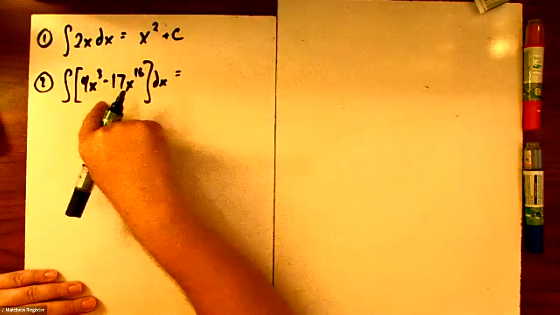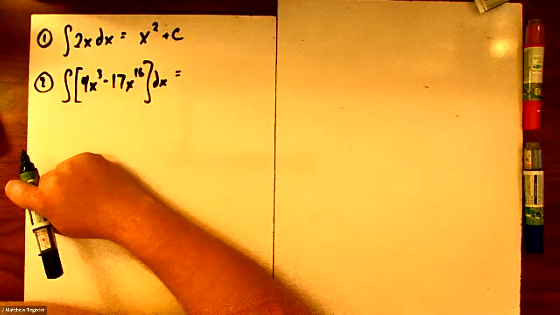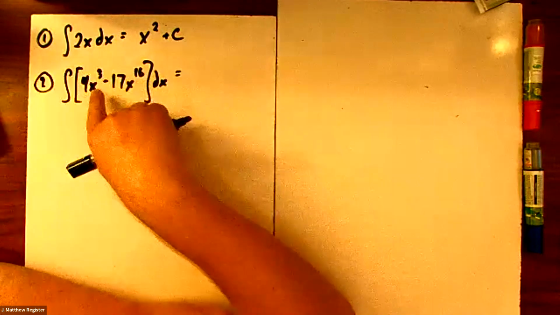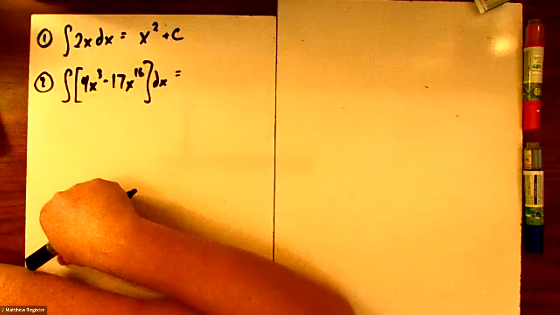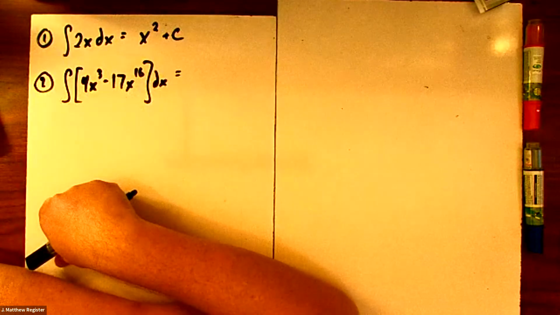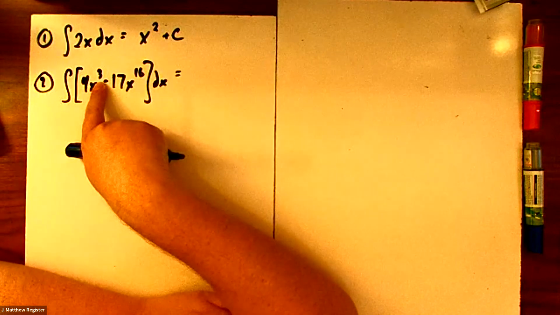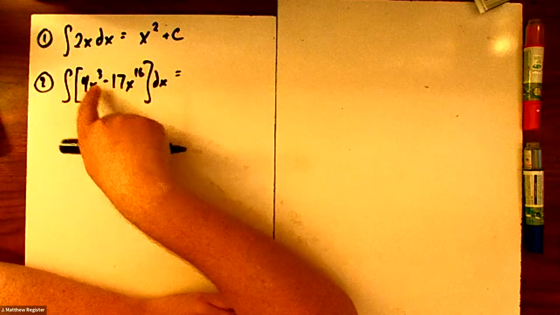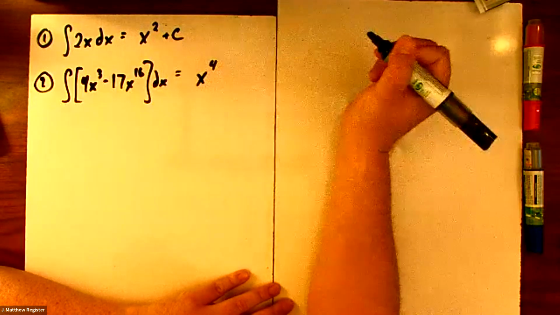And so 4x cubed, seeing an x cubed, if we were to take a derivative of an x cubed, it would become an x squared, and we would have the 3 come down in front. Well, we want to do the opposite of that. And so instead of subtracting by 1, we're going to be adding 1 to that exponent. And so we would get an x to the 4th.